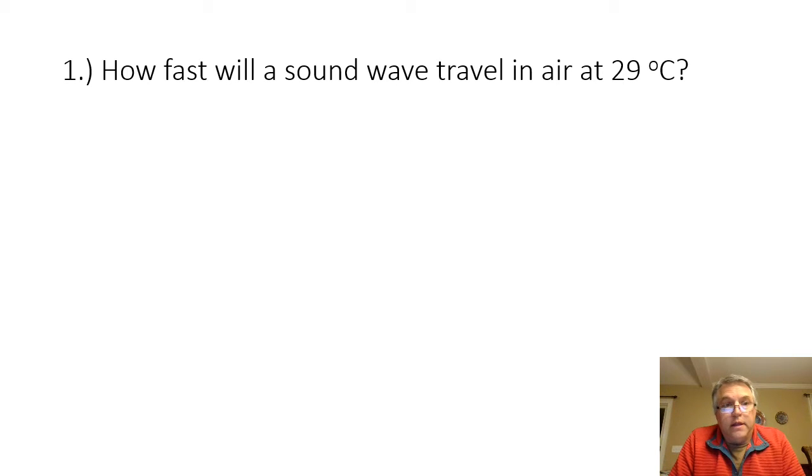So we're given the temperature in degrees Celsius, and that's 29 degrees. And we're looking at how fast the sound wave is going to travel. I know that if I'm going to try to find the speed of the sound wave, I am going to need my temperature in Kelvin and not degrees Celsius. So the first thing I need to do is convert my temperature from Celsius to Kelvin. That is a pretty straightforward operation.